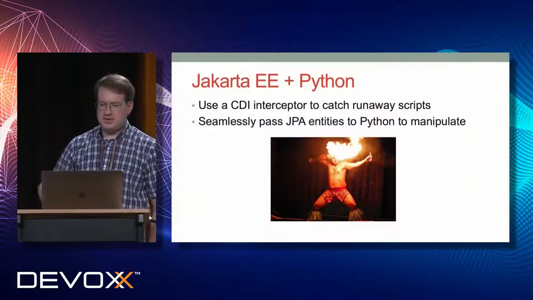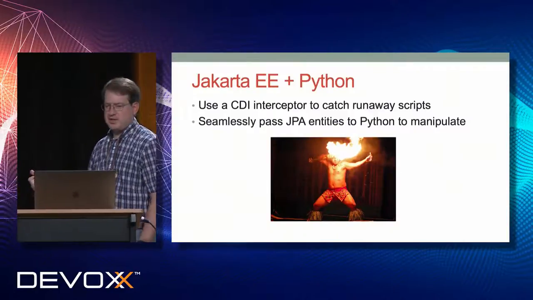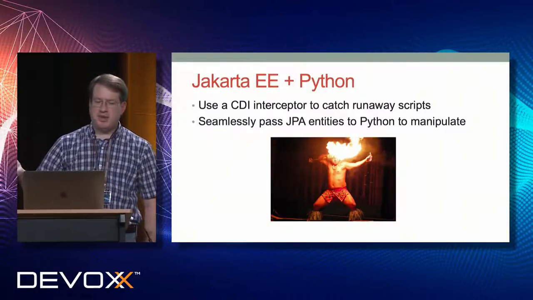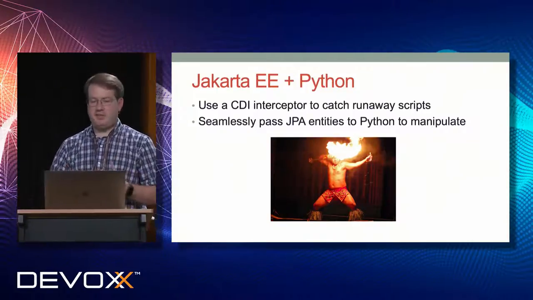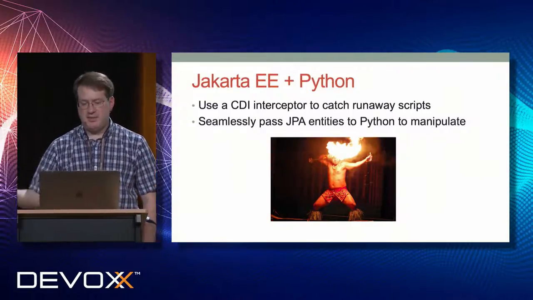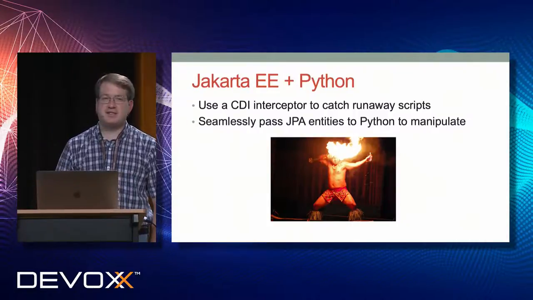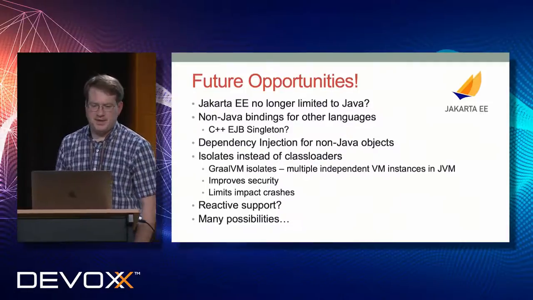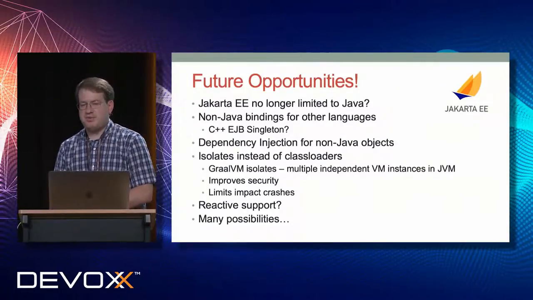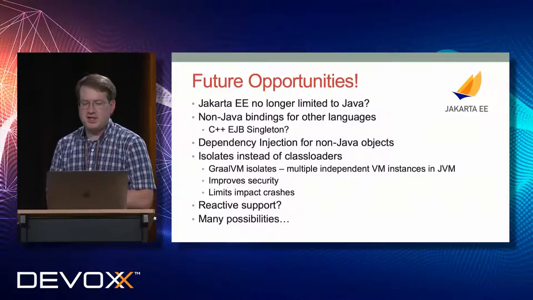So that example showed how you can use CDI interceptors to catch runaway scripts and also seamlessly pass data between JPA and Python, and have the Python actually make changes to the JPA objects, and they just get persisted back to the database without you having to do any work. Now, GraalVM opens up a whole host of opportunities for Jakarta EE going forward.